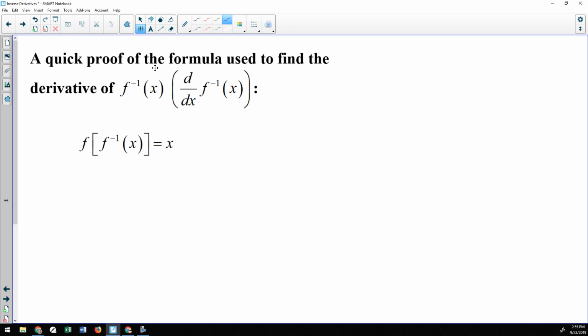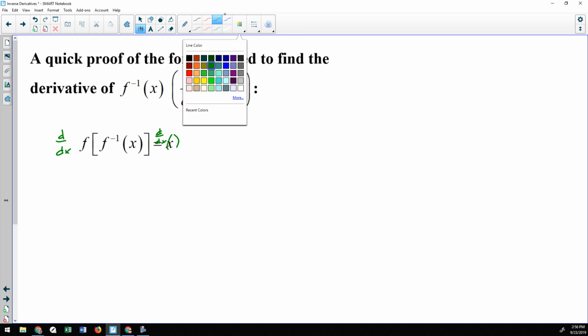Let's look at a quick proof of the formula that we're going to use when finding the derivative of the inverse. Sometimes I shy away from proofs because they tend to be really long and cumbersome. This one, not so much. So we're going to start with that basic property that f of f inverse of x is equal to x, and we will start by doing the derivative of both sides of that equation. So we're going to do the derivative of the left and the right.